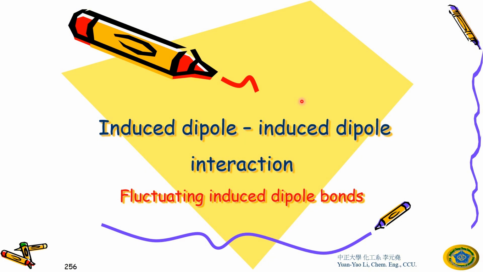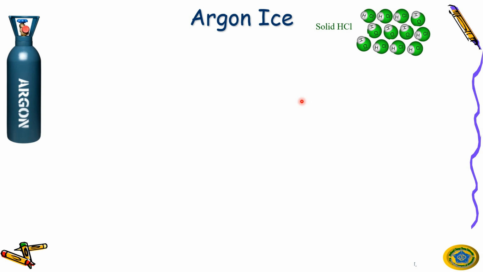Why is there an induced dipole interaction? Sometimes we call this fluctuating induced dipole bonds or fluctuating induced dipole interaction. Why? Let's take a look at an example. Have you heard something like argon ice? You know, at room temperature, argon is a gas. It's in gas phase, right?